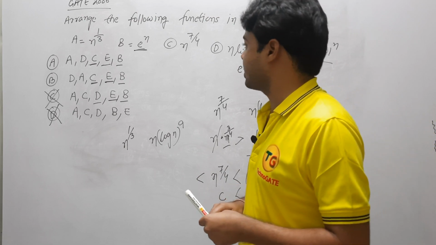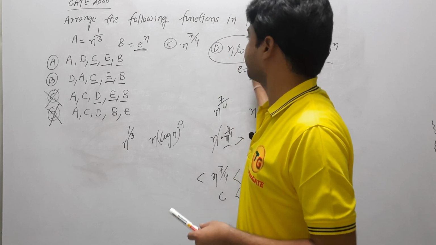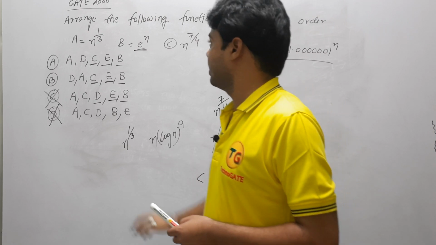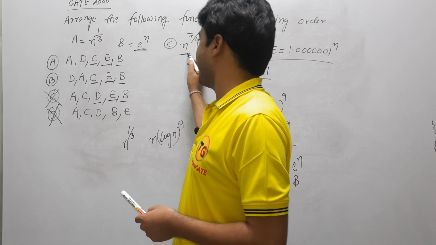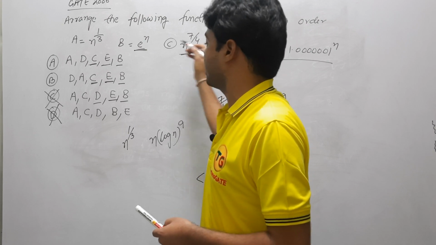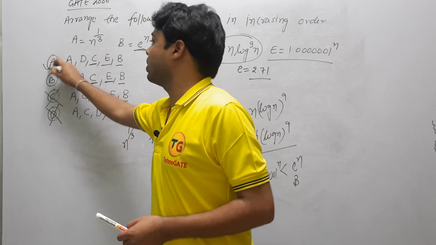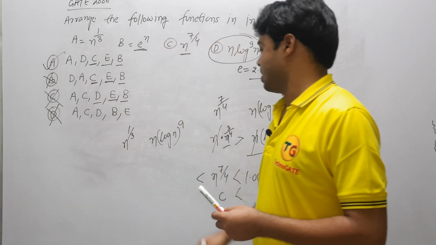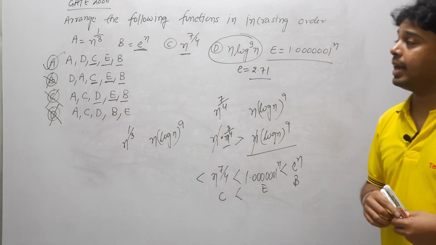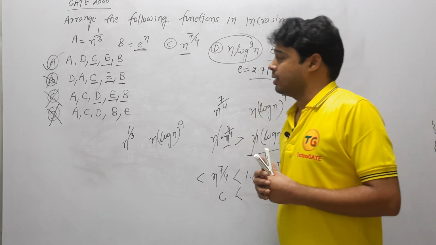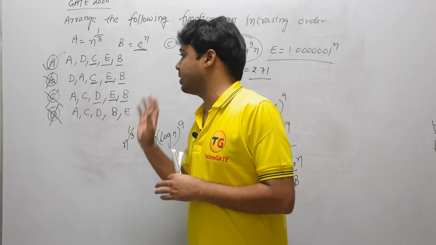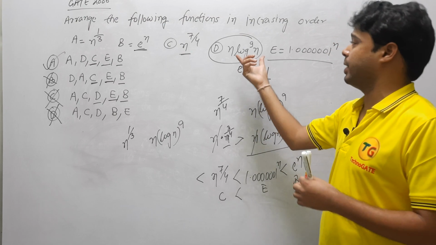Which one is larger than this one? D. This one. Here n power is greater than 1, but here n power is less than 1. So this is smaller. So A is the correct one. So function A is smaller than D. So D is larger than E here. So here is a combination of this one.